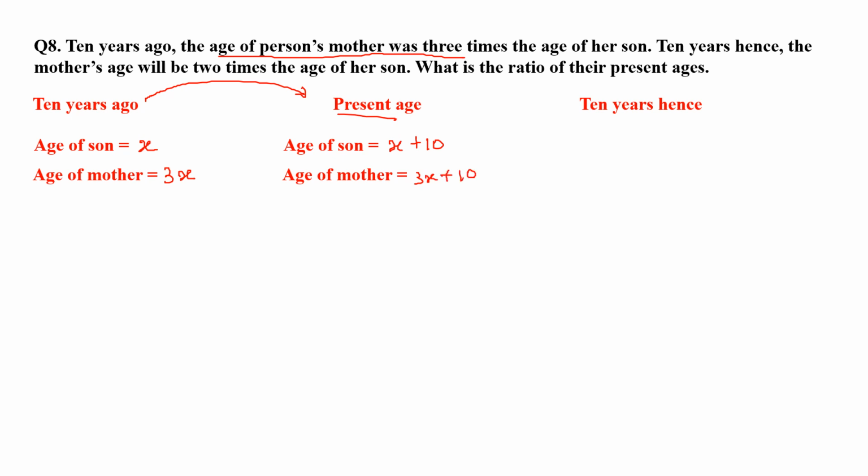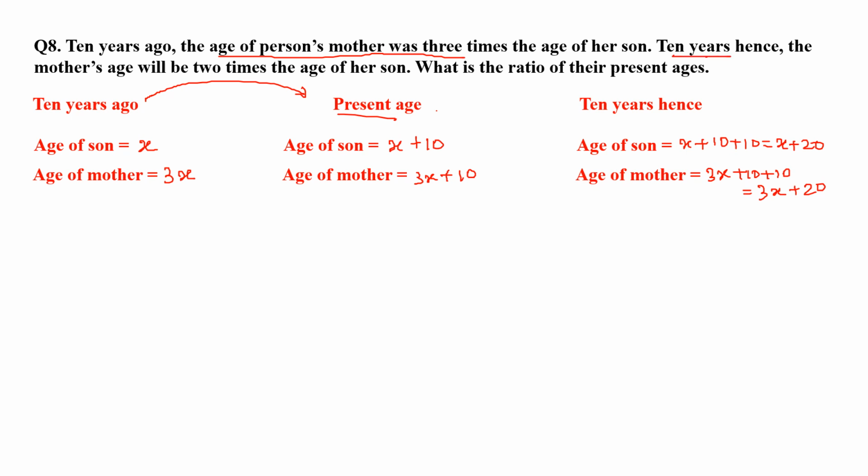Now 10 years hence, after 10 years, what will happen? In x plus 10 again you have to add 10, which will give you x plus 20. Same way in mother's age, 3x plus 10 plus 10 will give you 3x plus 20. So now I have all the information of 10 years ago, present age and 10 years hence.